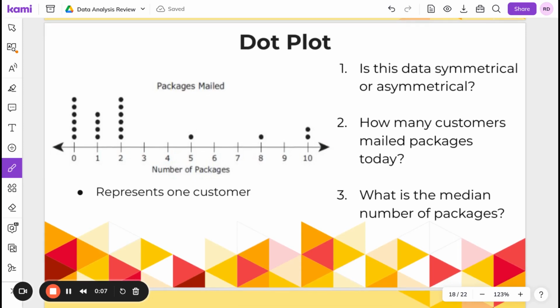Our next type of graph is a dot plot. So these are models that have a number line and then dots above them. Okay, these are also going to give you a key. So down here it says each dot represents one customer.